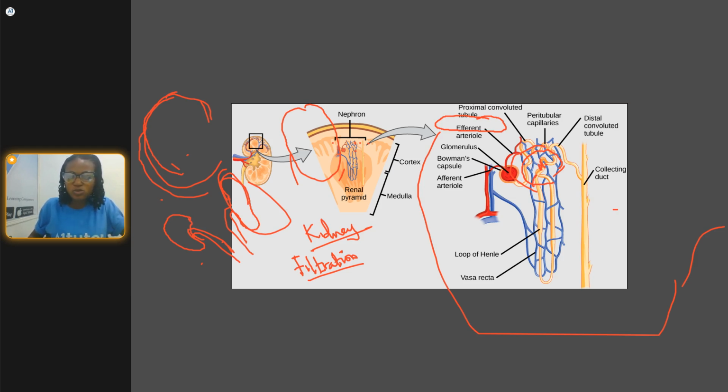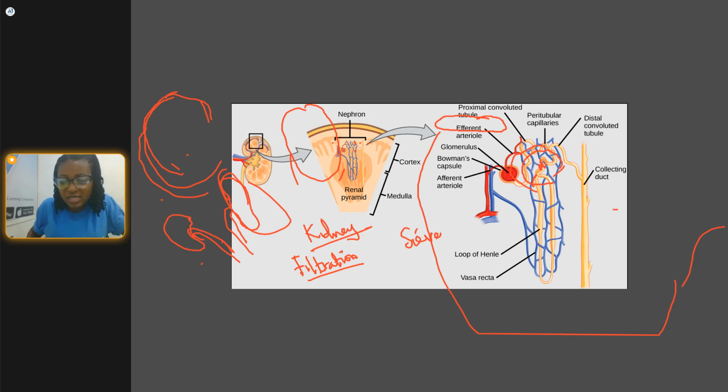Okay, Bowman's capsule. So the glomerulus is like a sheath. That is why it functions in sheathing or in filtering the blood. So that is why it functions in filtering the blood. The function of the glomerulus is to filter out waste, water, and small molecules into the Bowman's capsule.